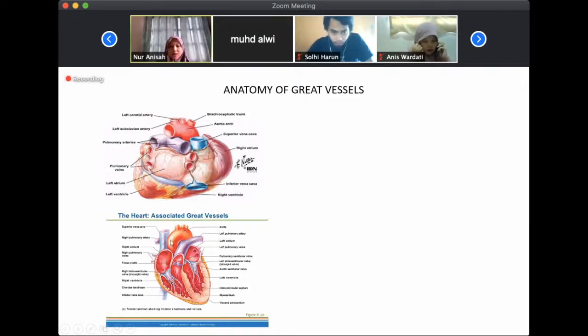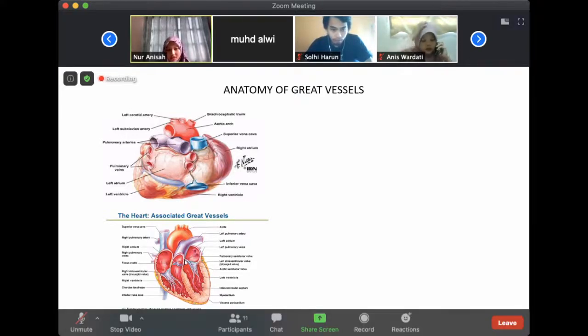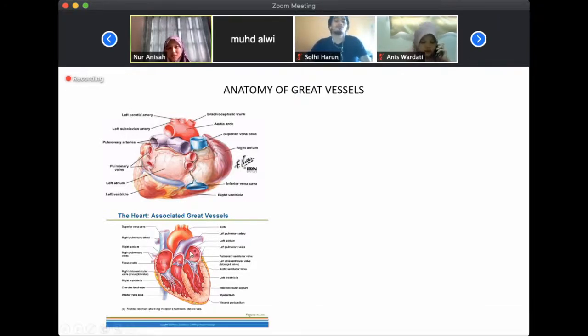And then after the gas exchange happens, the oxygenated blood will be brought back to the heart, to the left atrium, through the four openings of the pulmonary vein, which are two superior, two inferior, or two right and two left. And the pulmonary valve is also called a valveless valve because it doesn't need to go against gravity. And the last part of the great vessels is the aorta, this one.